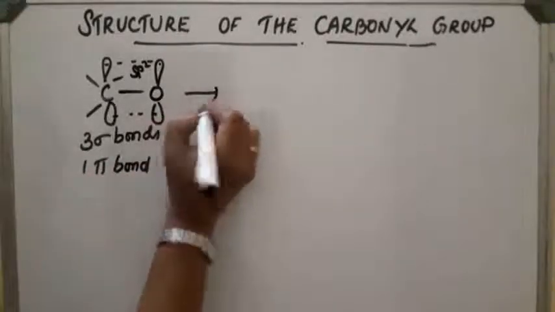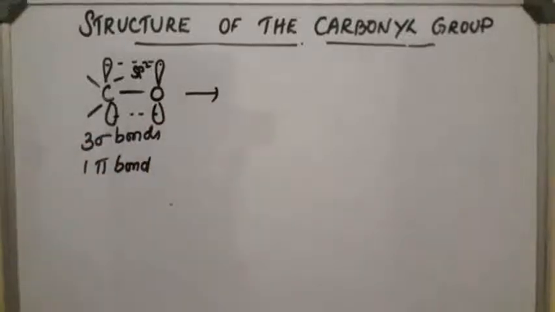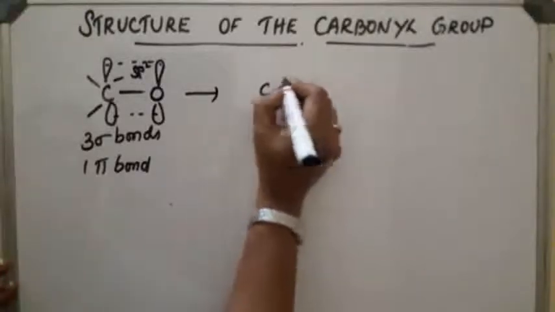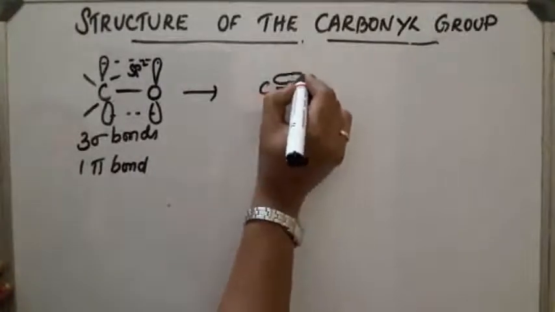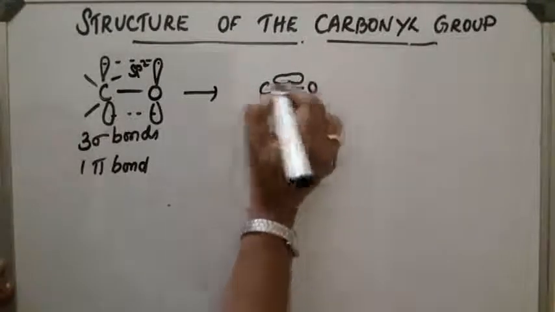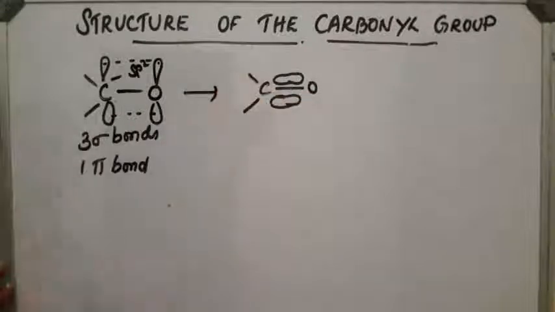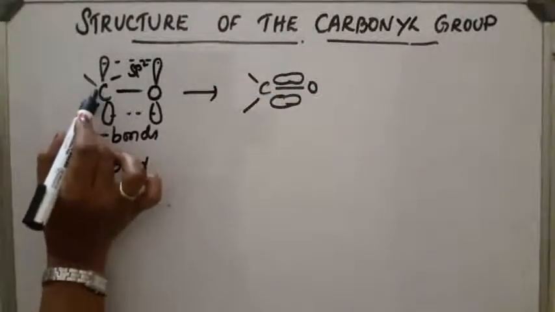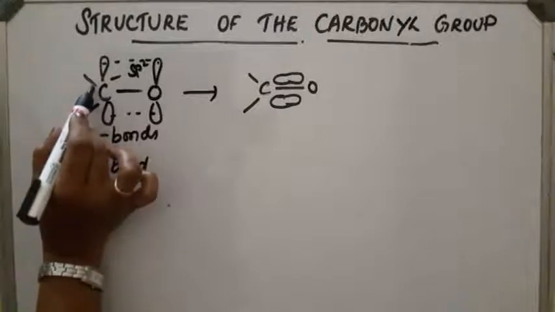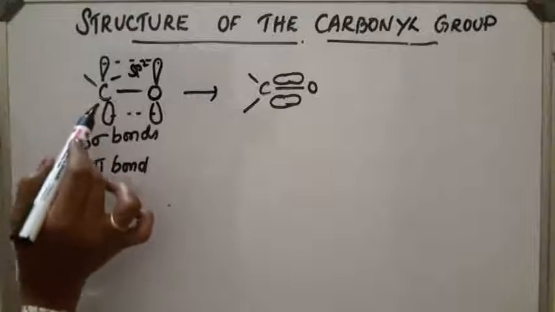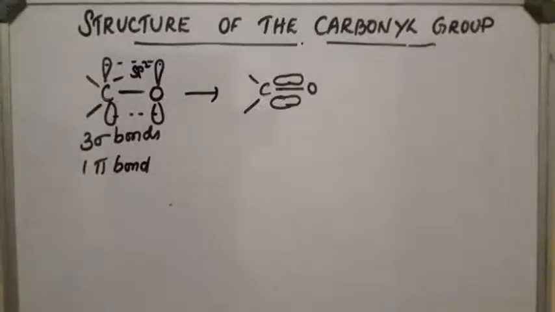Next, this pi bond will be present above and below the plane of the molecule like this. And this carbon atom is sp2 hybridized. This sp2 hybridized orbital will overlap with another orbital and form a sigma bond. Here also the same will be the case.